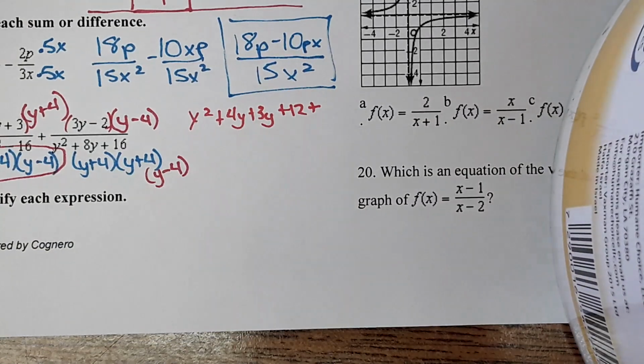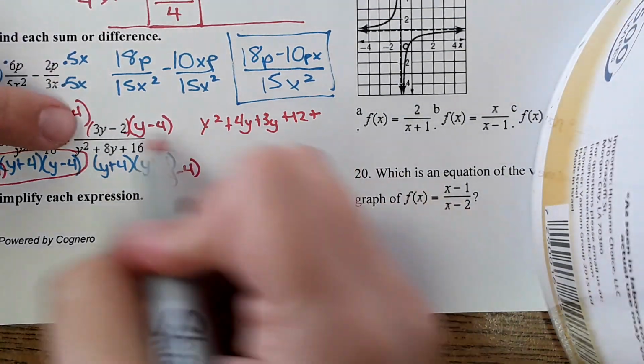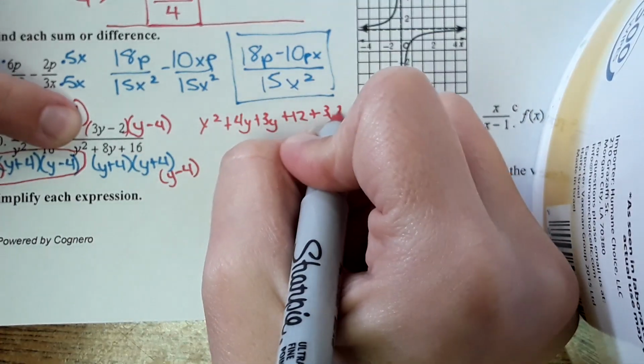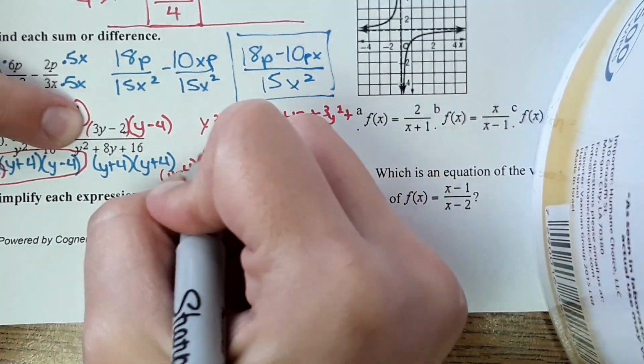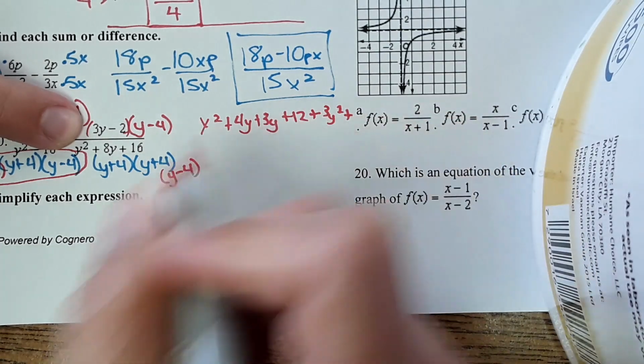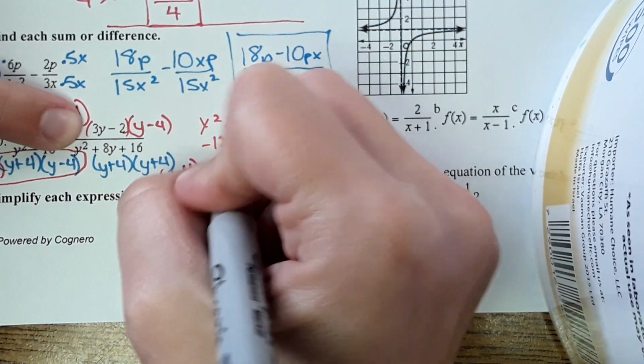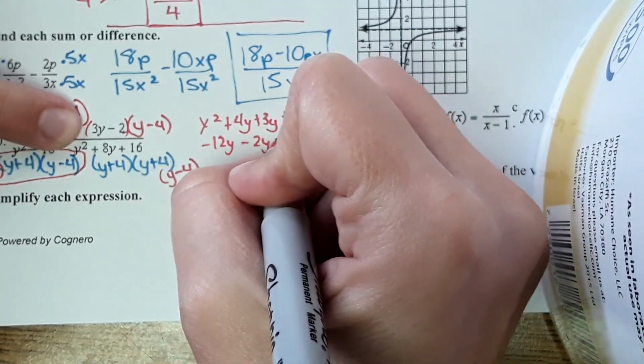I'm trying to zoom in and also show everything at the same time. Okay, so I just FOILed all this. Now I need to FOIL all this. 3y squared. And I'm going to make a second row here. I know that's not what you're supposed to do with math, but do what you got to do. Outside. Negative 12y minus 2y plus 8.